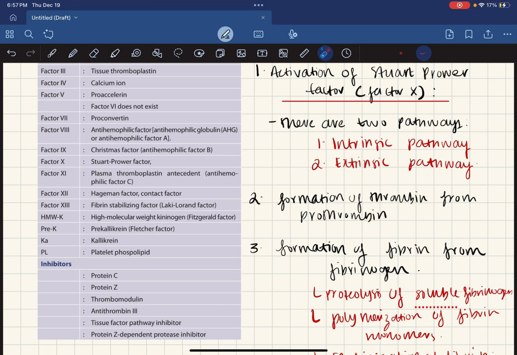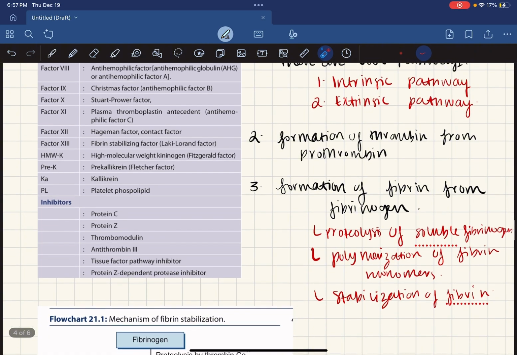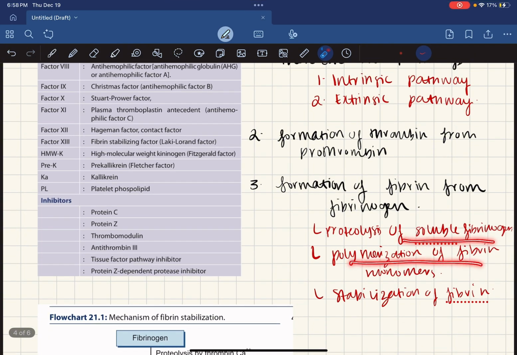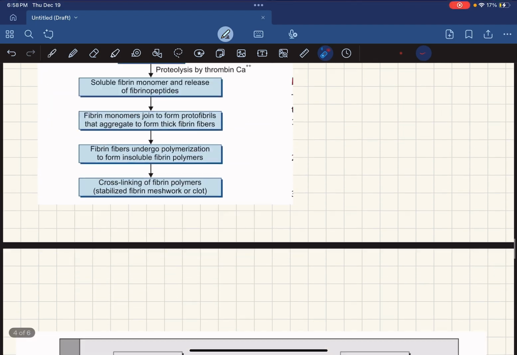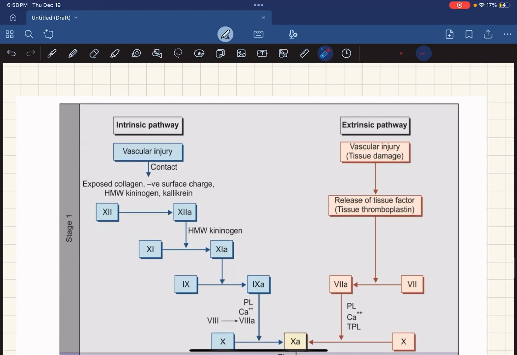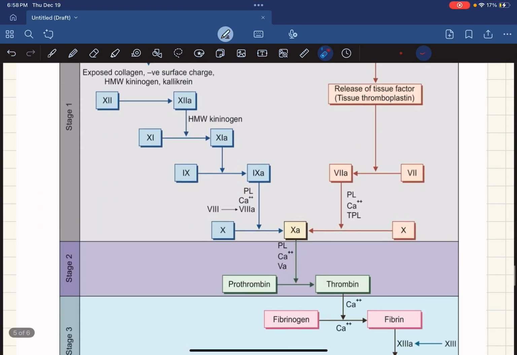Then finally we have the formation of fibrin from fibrinogen by proteolysis of the soluble fibrinogen, polymerization of the fibrin monomers, and stabilization of the fibrin. So first we'll go into stages 1 and 2, that is the activation of factor 10 or the Stuart-Prower factor, then thrombin, and then finally fibrinogen.